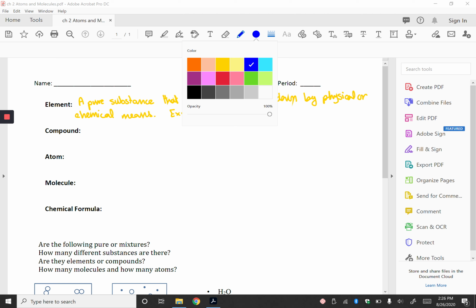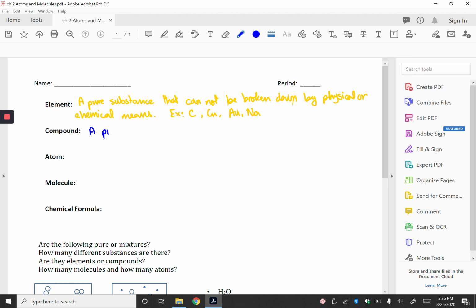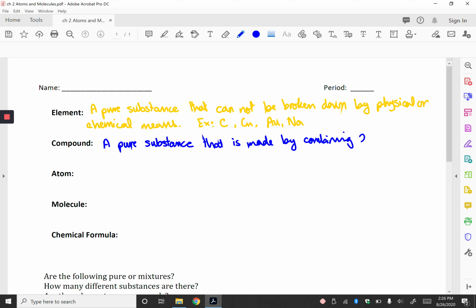Okay, a compound is where you take two or more of these elements and bond them together chemically. So it's still a pure substance, but it's made by combining two or more different elements chemically. Let's write that down. A pure substance. So both elements and compounds are pure substances that is made by combining two or more different elements chemically.